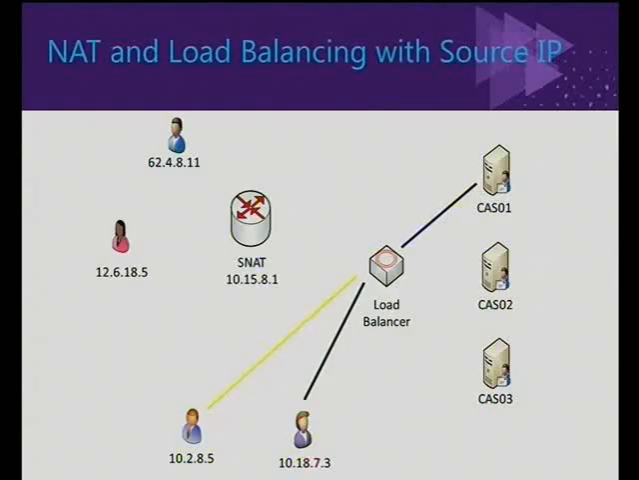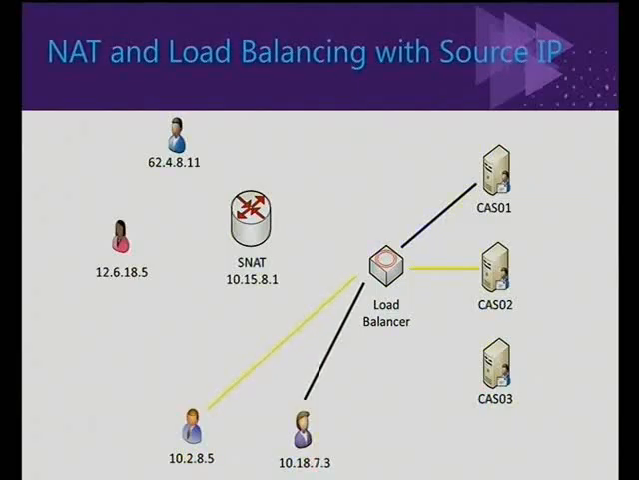Second client comes up, 8.5, requested to load balancer. Load balancer says, oh, this is a new client. I'm going to go through my round robin request and send that traffic off to CAS server 2. Again, source IP is working great. All subsequent requests from 8.5 will talk to CAS server 2.